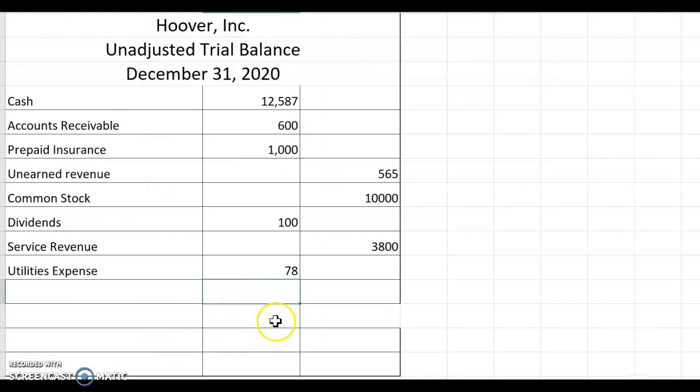And so after you've listed all the accounts and then put in their balances, then we want to total up the column. So we're totaling up the debit column, 14,365. We total up the credit column. That also totals 14,365. And that's what needs to happen. We need to show that the total of the debit balances equal the total of the credit balances. That's the first 3 steps of the accounting cycle.